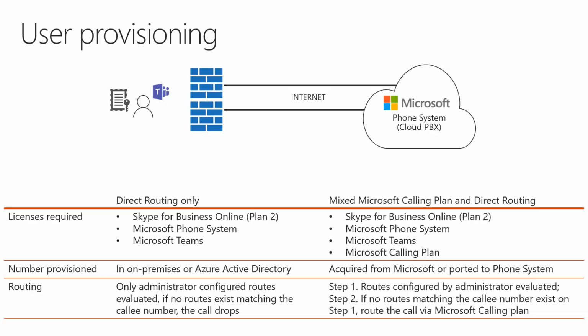The routing, in direct routing only, the administrator configures the route and only these routes are evaluated. If no route is found, then calls will drop. If you have mixed the calling plan and direct routing, then first the routes configured by the administrator are evaluated, if there is a direct route to be used by users. If there is no direct route, if there's no route configured, then we will fall back to using the calling plan. And this is something that we have seen earlier in the session on the list on the number routing.